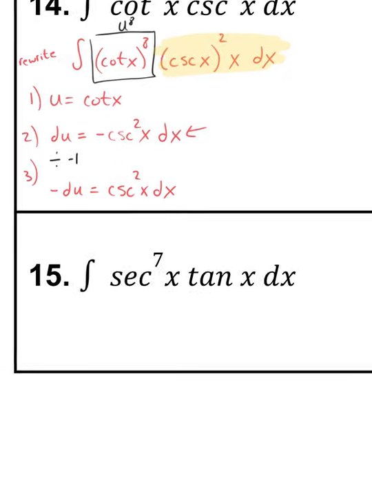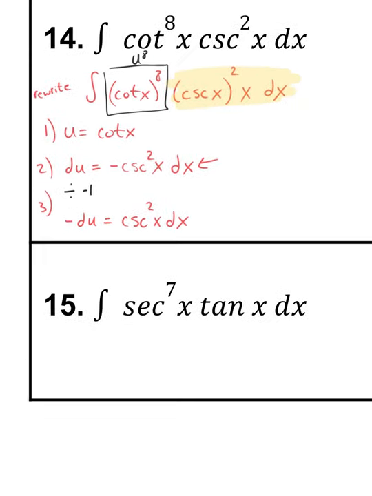All right, now let's rewrite our integral. So the fourth step, I'm going to squeeze it in. This piece becomes u to the 8th.